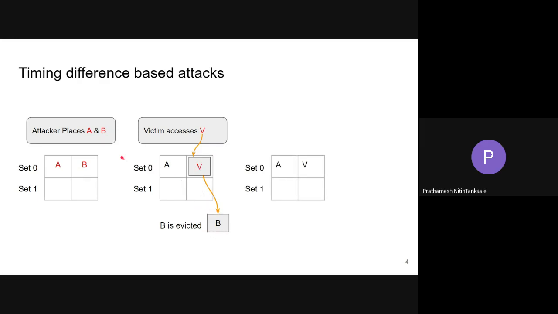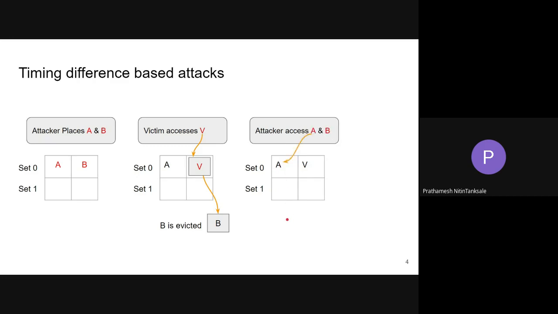Now the attacker was silent for some time. What the attacker will do here is again access the blocks A and B. When he sees the particular block A in the cache set, it is a hit. Whenever it is a hit, the attacker gets a quicker, faster response. That means the victim has not evicted that particular set.